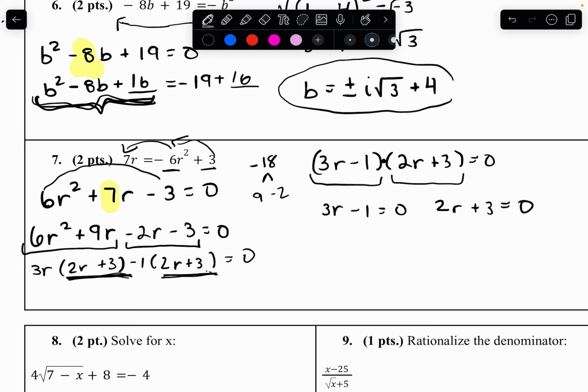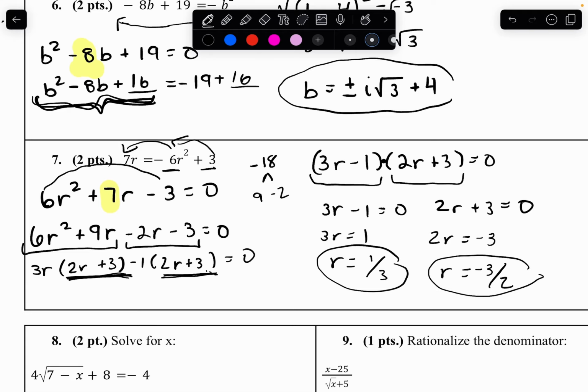Solve for r: you add 1 on both sides, you divide by 3, so 1/3. You subtract 3, and then you divide both sides by 2, so -3/2.